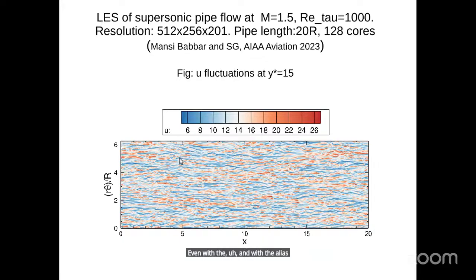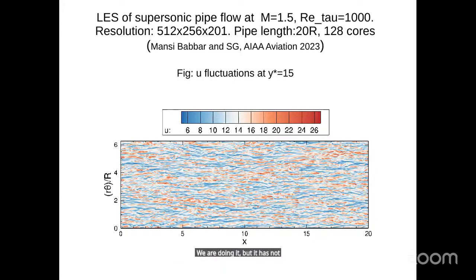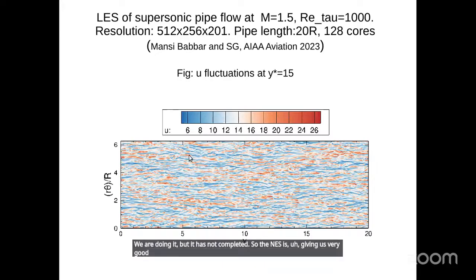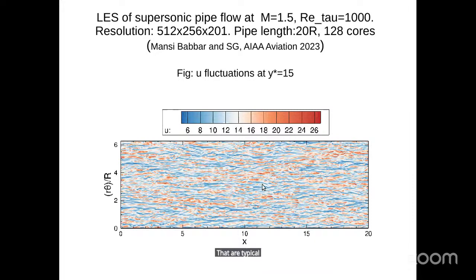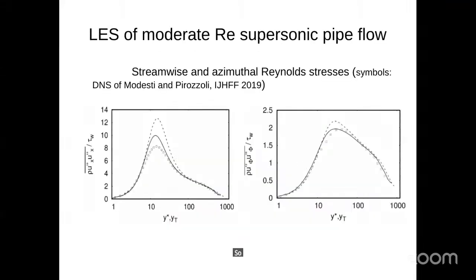The DNS is very difficult. We haven't been able to do it with our resources; we are doing it, but it has not completed. The LES is giving us very good insights into the very large scale motions that are typical of wall bounded turbulence at these Reynolds numbers. We have compared our results with the DNS and we find good agreement at the resolution that we have used.